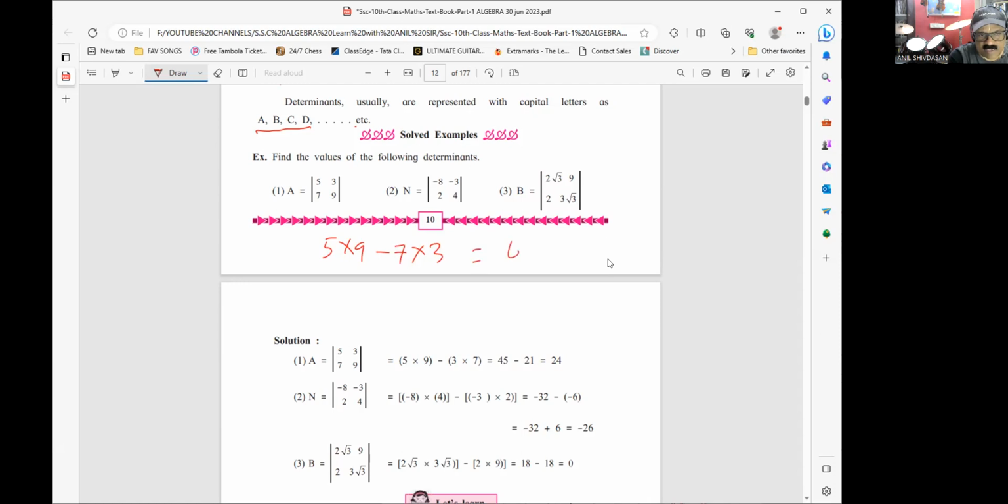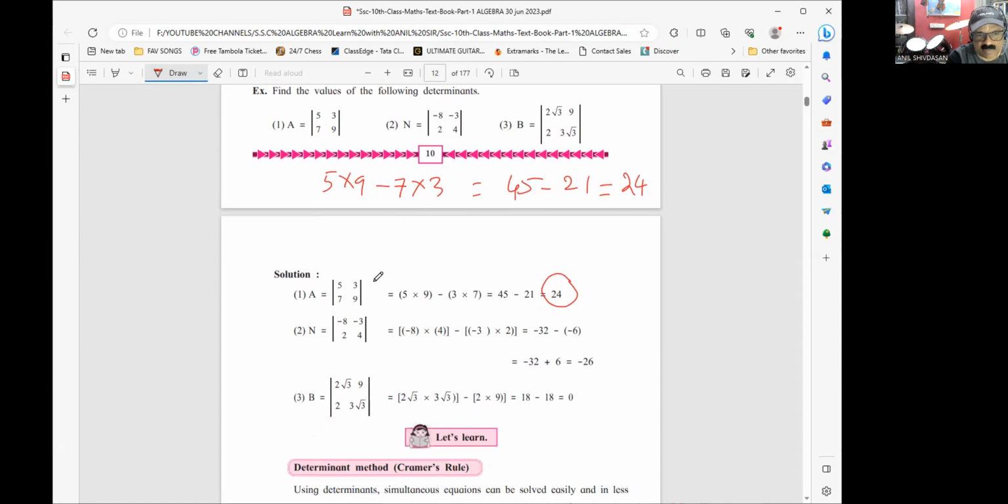That is actually 5 nines are 45 minus 21, which is nothing but 24, as the answer is given. So AD minus BC gives you the value of the determinant. This determinant was named as A. Next one can be named as N: minus 8, minus 3, minus 2, and 4.